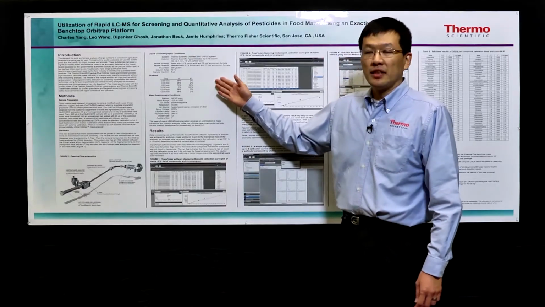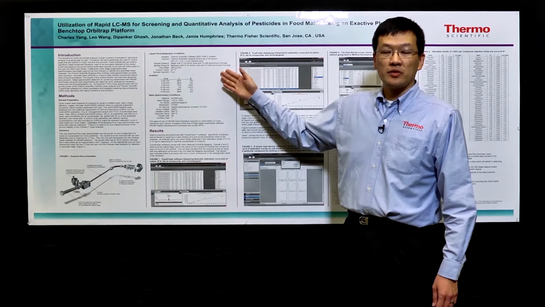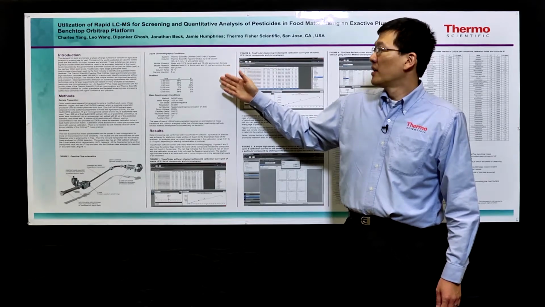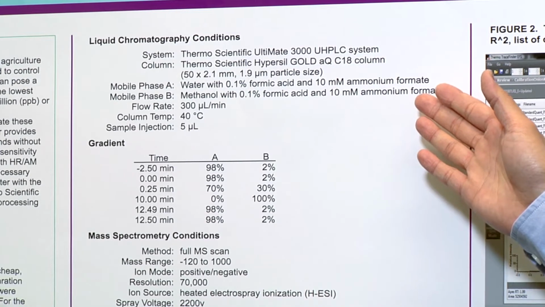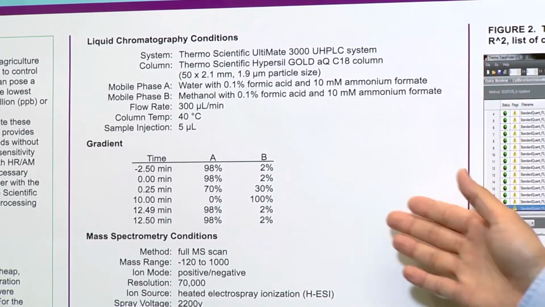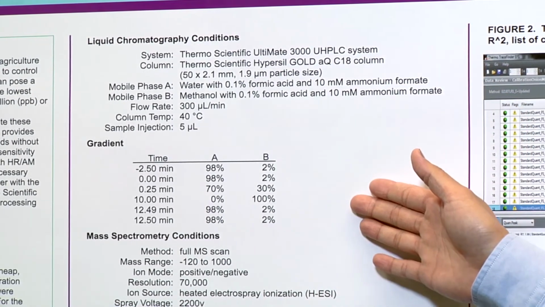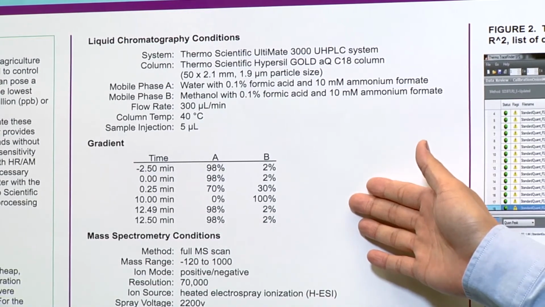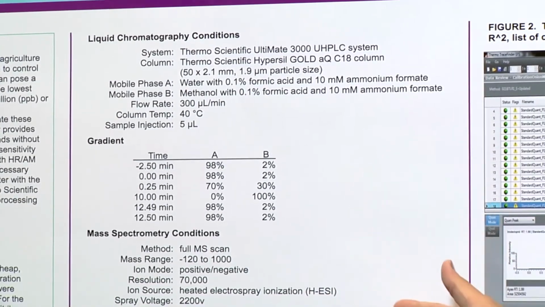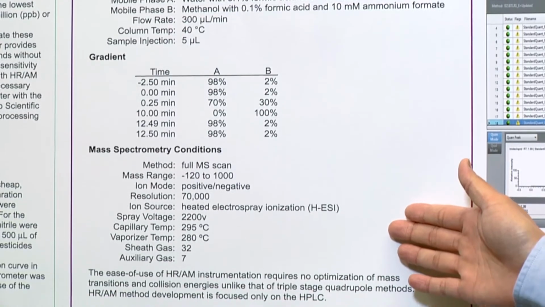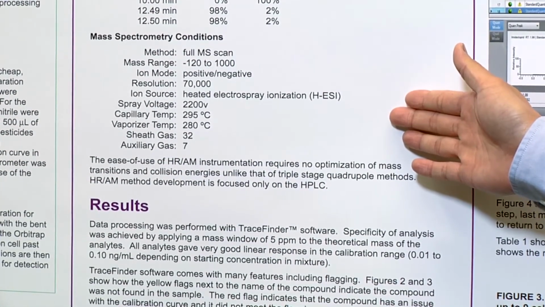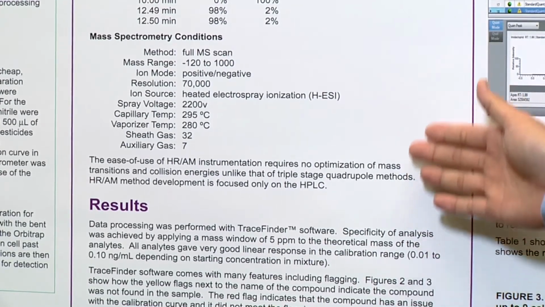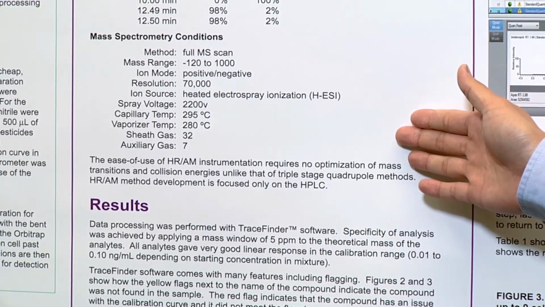Over here we have the LC conditions for the instrumentation run. Basically, it is a very simple method where we screen a lot of compounds at one time. Here's the gradient that shows you the basic gradient run time is about 12 minutes. And then the mass spec conditions, which is very simple to use. So the scanning range is from 120 to 1,000 mass range. And then the ionization is ESI ionization.